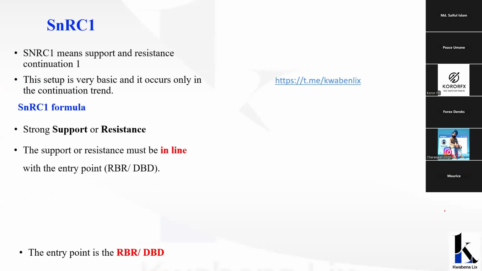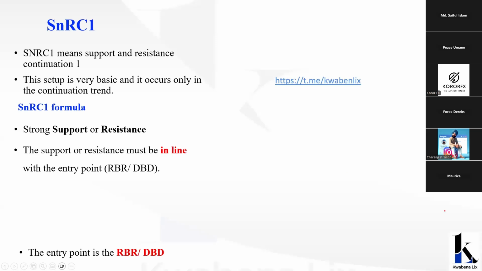So SNRC1 means SNR, everybody knows that SNR is support and resistance. So C means continuation. So support and resistance continuation, right? 1 means that there's 2 and there's 3. This setup is very basic and it occurs only in a continuation trend, right?